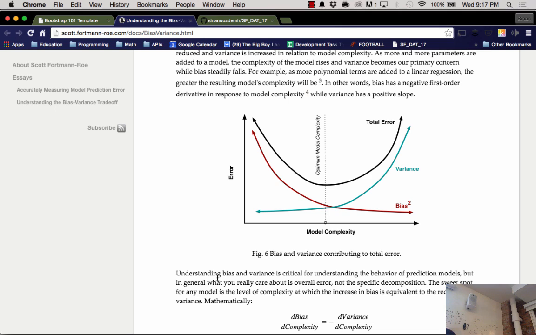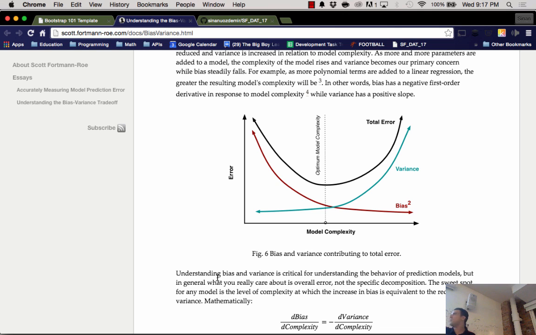As I add complexity, what happens to error? It goes down until the optimum, and then it goes back up. It gets better as I add complexity, and at a certain point, I'm nitpicking, and it goes back up. Yep. Why? Low K is high variance. Thank you for bringing this up.